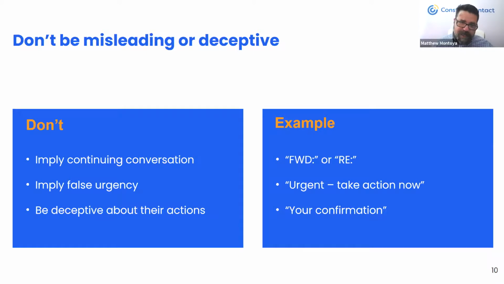Similarly, don't imply false urgency. So giving people the idea that they're going to miss out on something, but they find out when they open the email that it's not actually true. Well, that's bait and switch, and you can annoy people. Also, don't be deceptive, right? So don't use things like your confirmation.